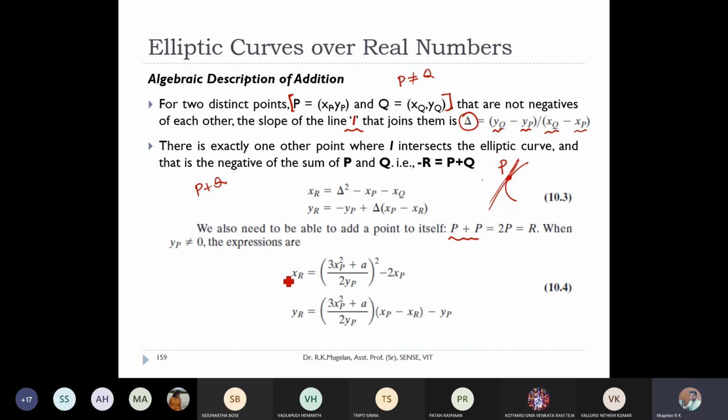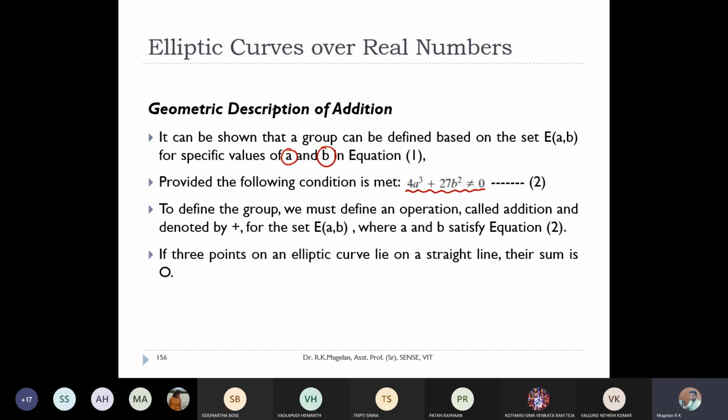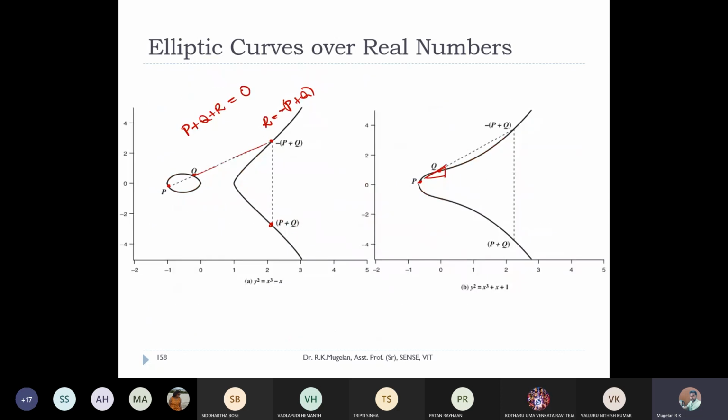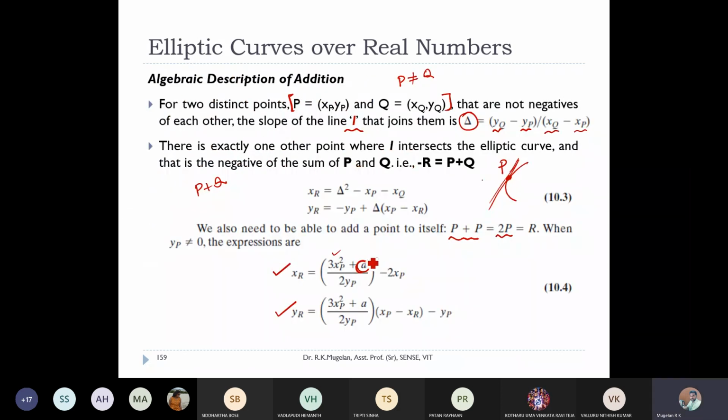You can see the expression here for XR and YR, that is the result for 2 times P, which is then 3 times XP square plus A. This A is from the general equation we just came across. For each and every curve we will be substituting the values of A and B. This value of A will be used here, and similarly you will use this expression to find the value of YR here.